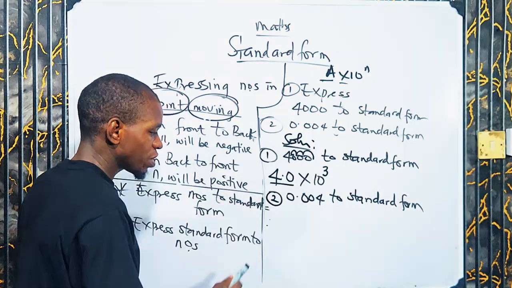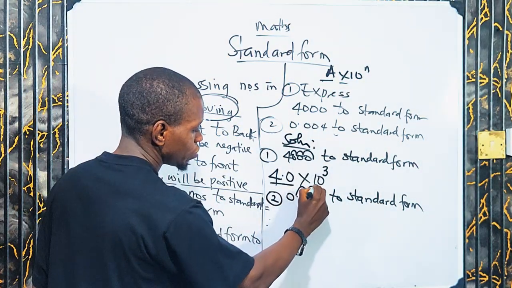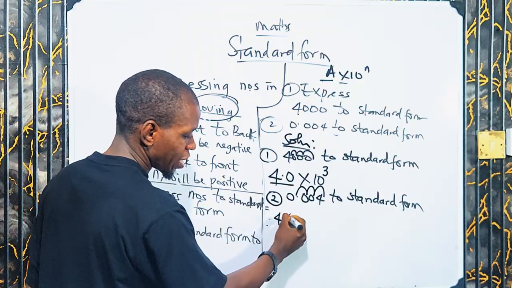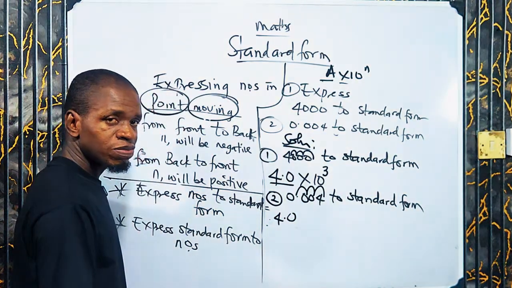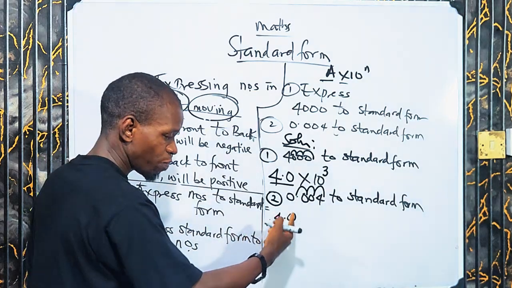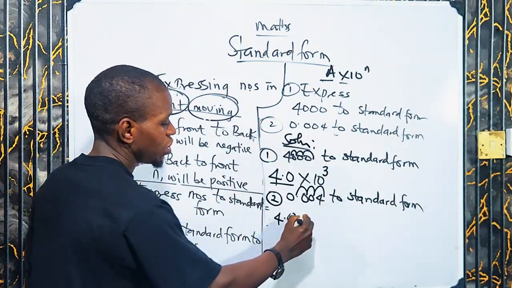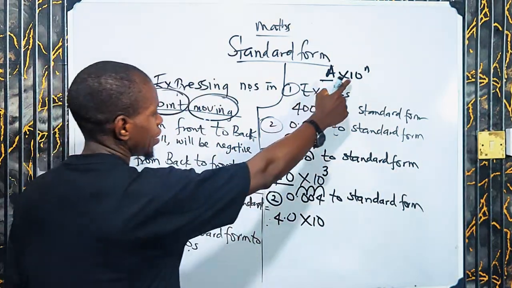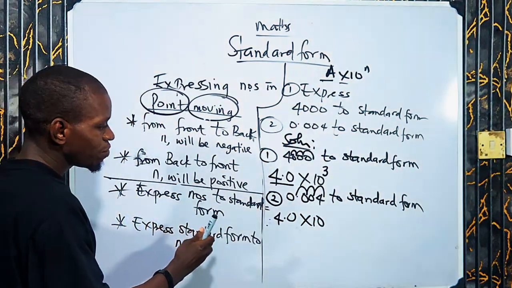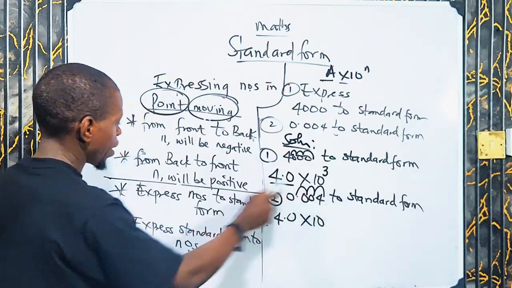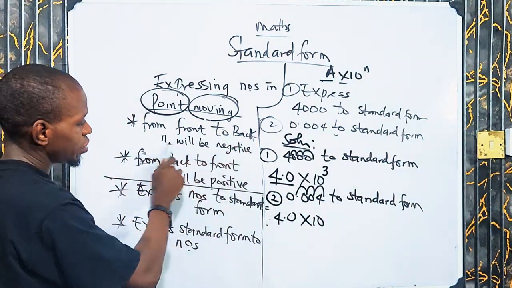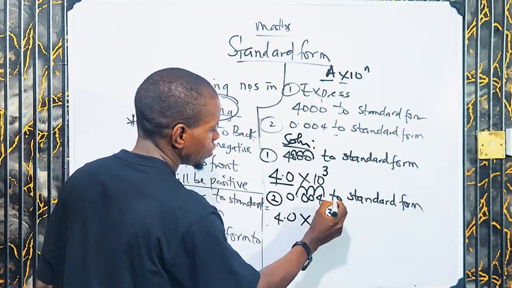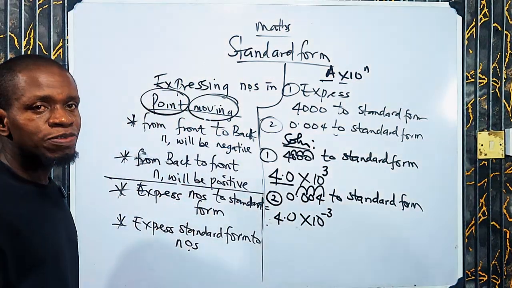So how do I move it now? I'm going to move it 1, 2, 3. So I have it as 4 point. I can add 0 to just complete it: 4.0. 4.0 and 4 are the same thing. Then I'll say times 10 raised to the power. 10 raised to the power what? This is my n. Since I moved from front to back, my n will be negative. So I'll just say minus 3. And that is how to express that.